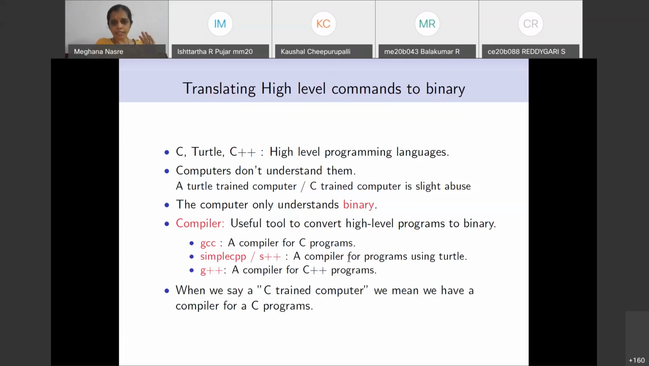So a compiler is a tool which will take a high-level program and convert it into something which the machine understands, which is an executable. So whenever we say a C-trained computer or a Turtle-trained computer, the only thing that we mean is that it has a compiler for that programming language, or those high-level constructs, and it can take those constructs and somehow convert them into code which the machine understands. Okay, so are there any questions about this?